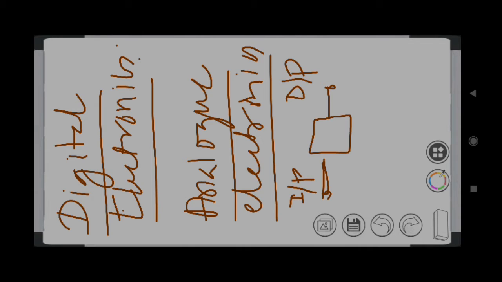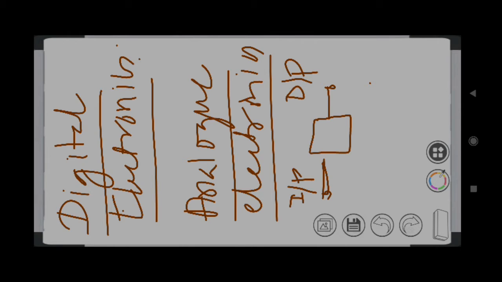Such operations are called linear operations. So this device is acting as a linear device. Why? Because output is proportional to the input. Okay, this is about analog electronics.